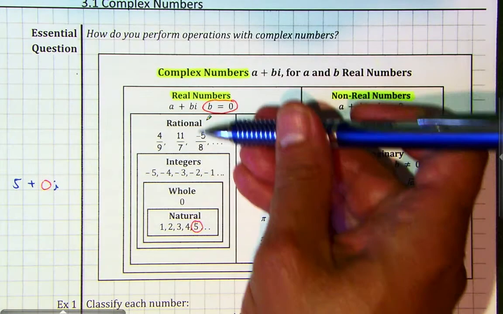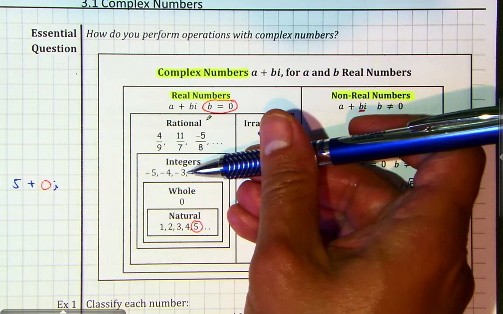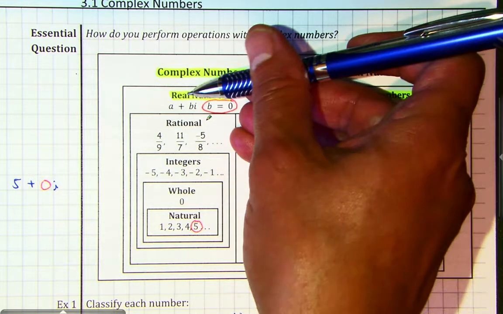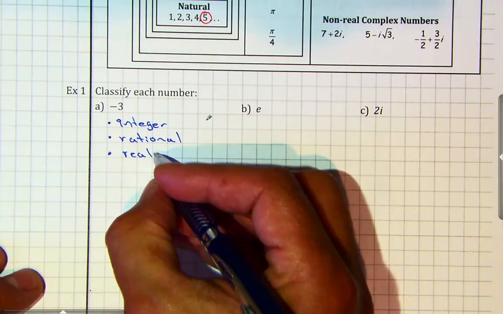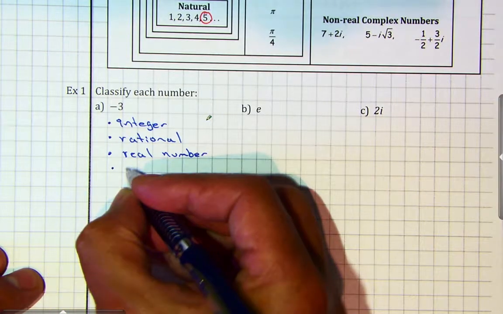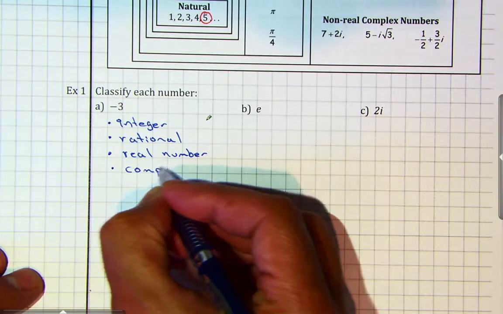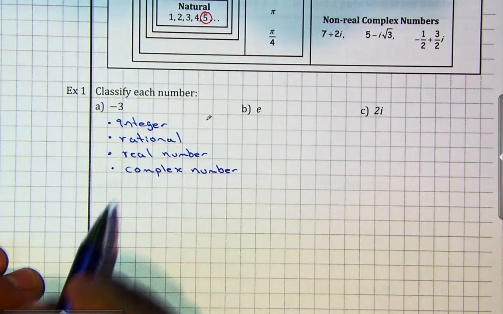Negative 3 is also a rational number. Negative 3 is also a real number. And we're going to say it's a real complex number. So sometimes they'll place it in two sentences, so they'll place it as a real number, and it's also a complex number. Sometimes they'll say a real complex number.